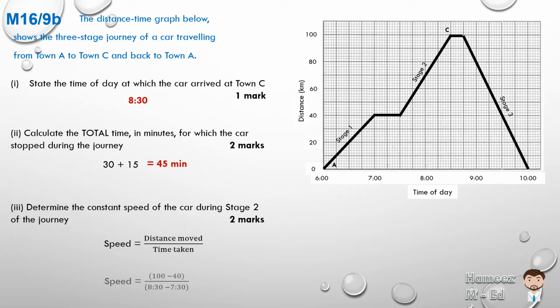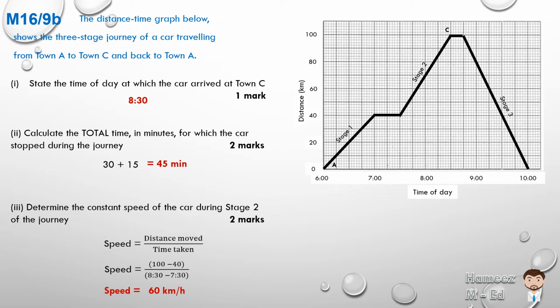It started at 40 and it went to 100. So that's 100 minus 40 over the time taken, which was, it ended at 8:30 and it started at 7:30, so 8:30 minus 7:30. If we work that out, 100 take away 40 is 60. 8:30 take away 7:30 is 1 hour. So 60 over 1 is 60 kilometers per hour.